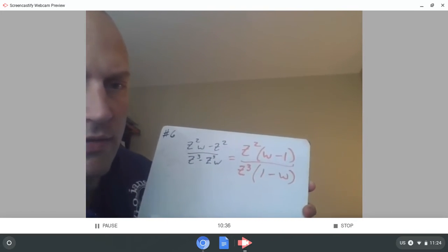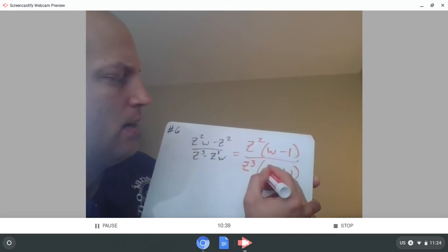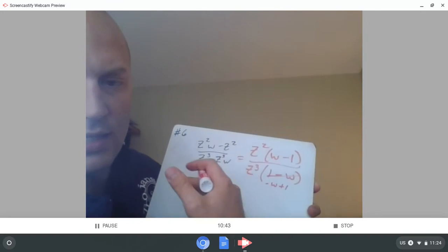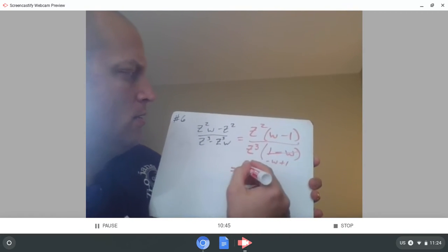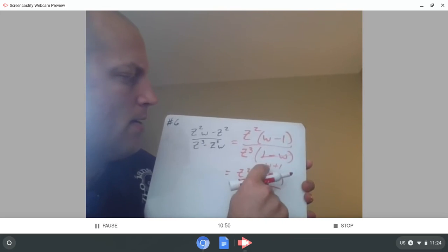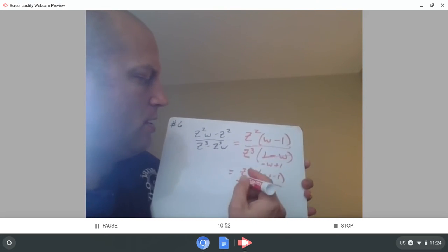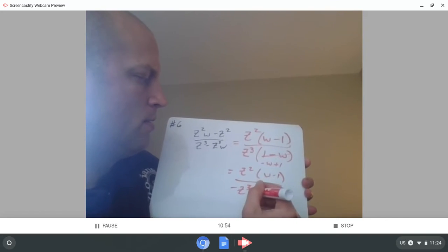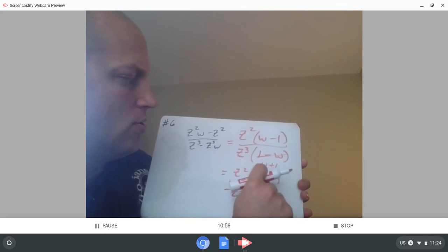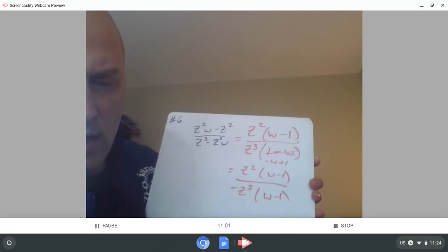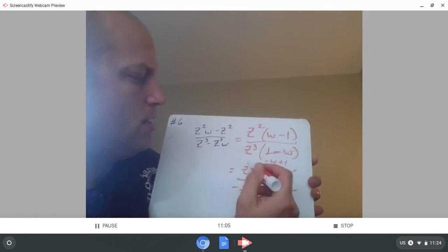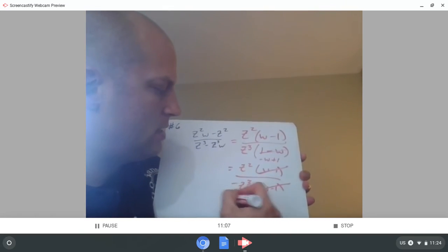Okay, do you see that additive inverse again? I always rewrite this as negative w plus 1. And now I can take the negative out. Okay, so I have z squared, w minus 1 on top. Now I can take this negative and put it in front with the z cubed. And now I have w minus 1. Just change those two signs. Okay? w minus 1, karate chop. z squared, z cubed. There's more z's on the bottom.